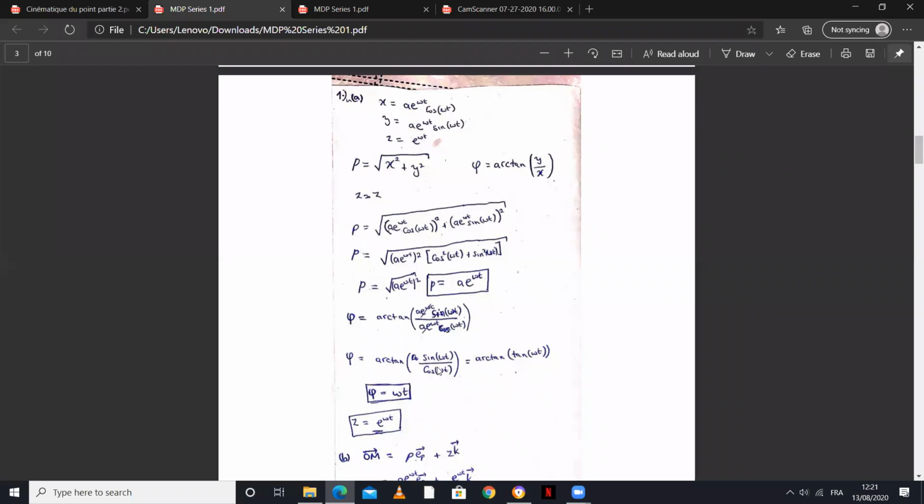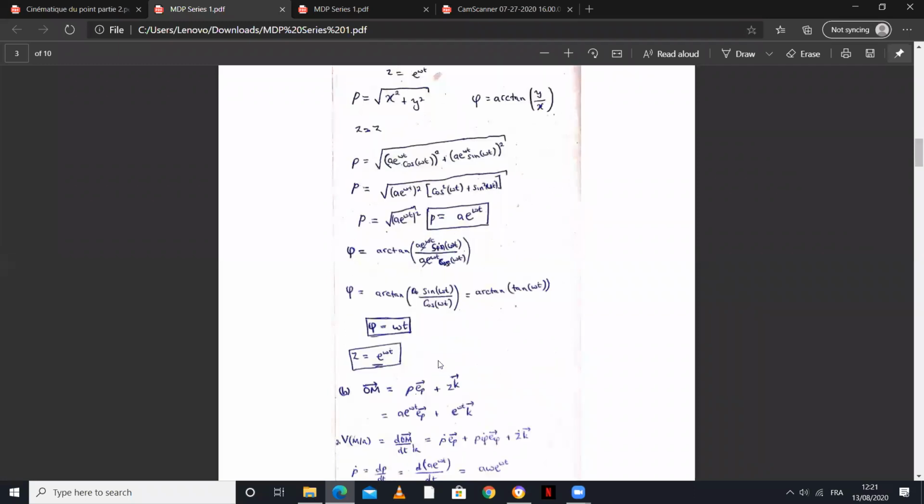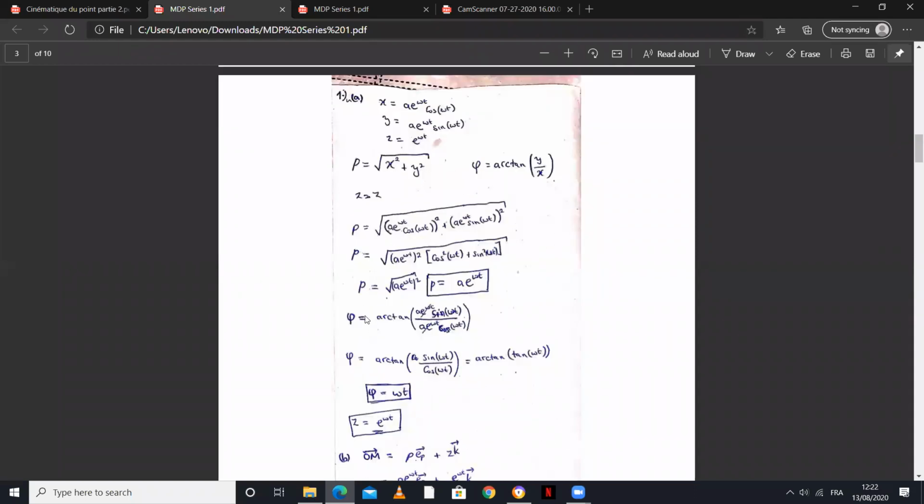There they are. Is that clear? Oui, c'est clair. Lovely. So we go to 1b.